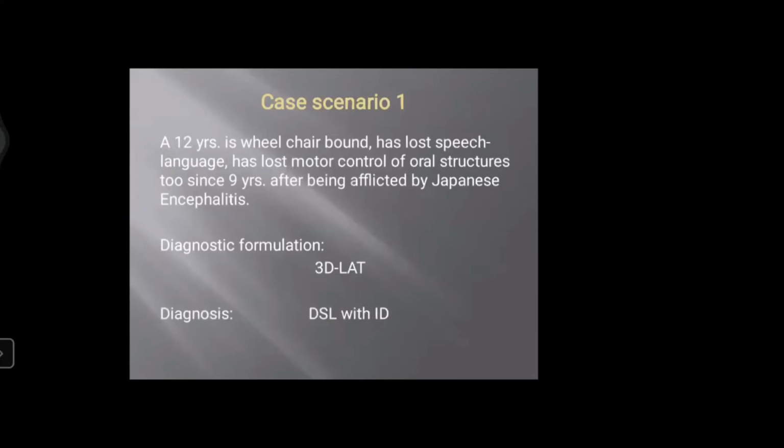So the diagnosis is delayed speech and language with intellectual disability. Although we are not authorized, we can always put cognitive impairment, and in brackets maybe ID or query.